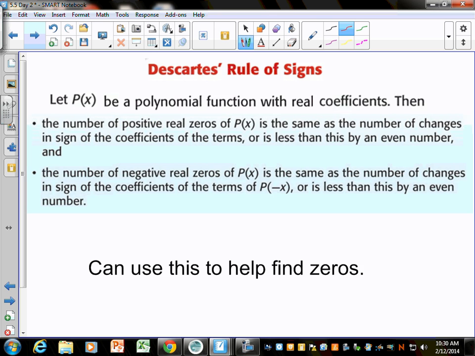So what else can we do to help us figure out how many zeros something has? Descartes' rule of signs is a way to help you. I looked through your book last night, and I did not find Descartes' rule of signs, but guess what? On your unit test, there's a problem that says use Descartes' rule of signs, so I thought I better teach it to you. I find this IDTech class to be a little shady sometimes.